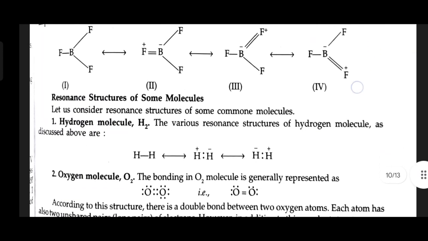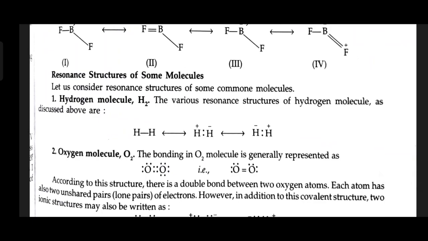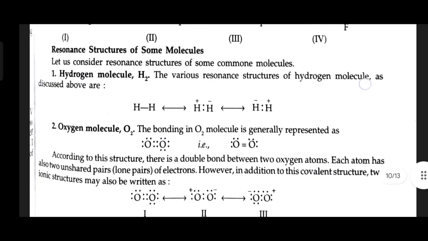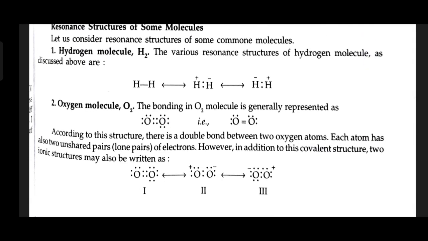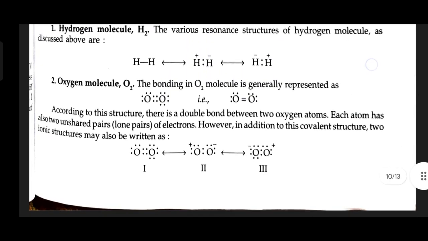Resonance structures of some molecules. First, hydrogen molecule, H2. The various resonating structures of the hydrogen molecule as discussed above are as follows. Second, oxygen molecule. The bonding in the O2 molecule is generally represented as follows. According to this structure, there is a double bond between the two atoms. Each atom has two unshared pairs of electrons. However, in addition to this covalent structure, two ionic structures may be written as follows.